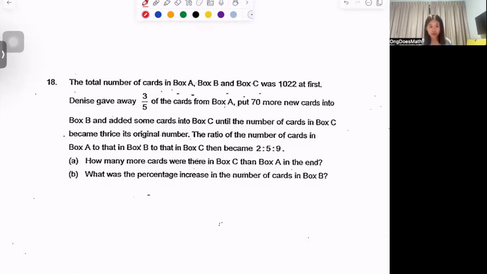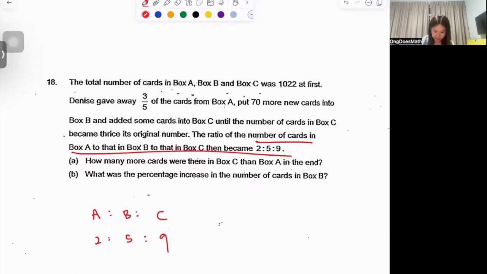And part B asks you, what was the percentage increase in the number of cards in box B? So for this question, what we have to do is reverse everything. So we'll start from what's in the end first. So in the end, A is to B is to C is 2 is to 5 is to 9. Then we'll go through what were the steps taken again.